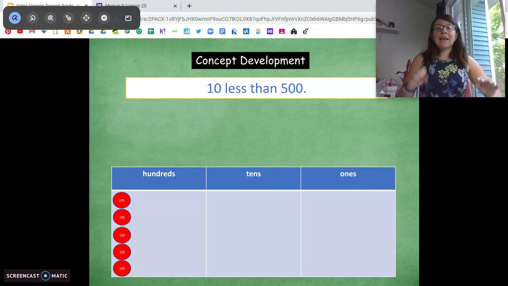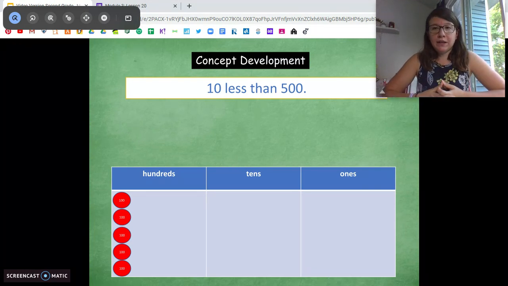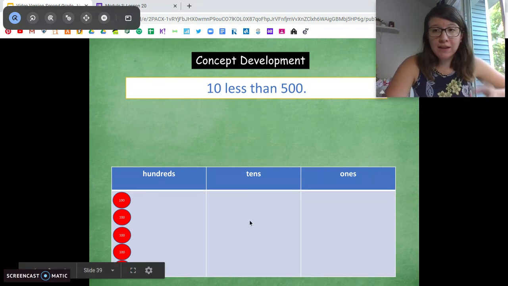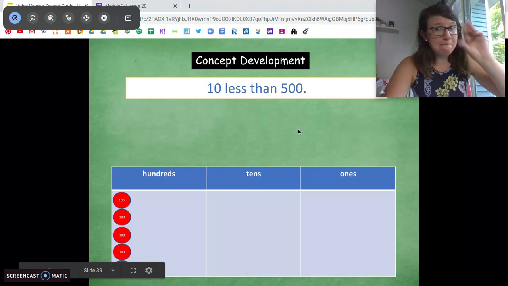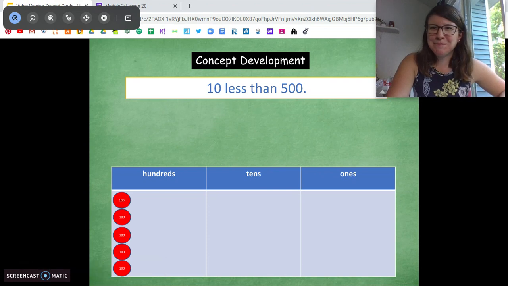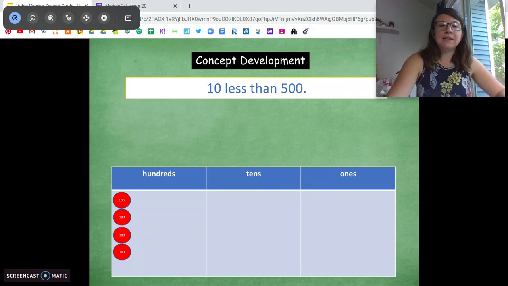Okay, try one more. Ready? 10 less than 500. Start with 500 on your place value chart. Good. Now, do we have any 10s that we can take away? Can we take 10 less from the 10s place? We have 0 10s. Where are we going to get those 10s from? Very good. We're going to get it from the hundreds. So move one of your hundreds and replace it with 10 10s.